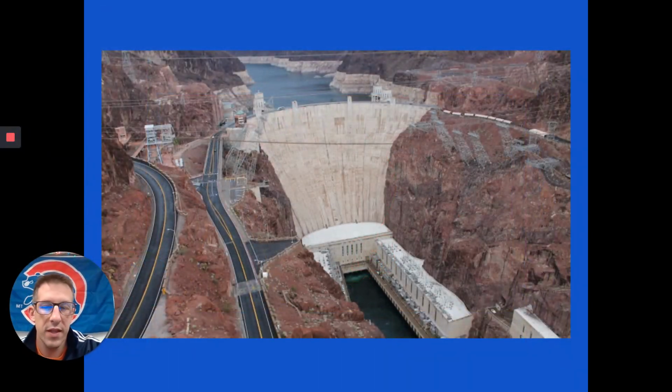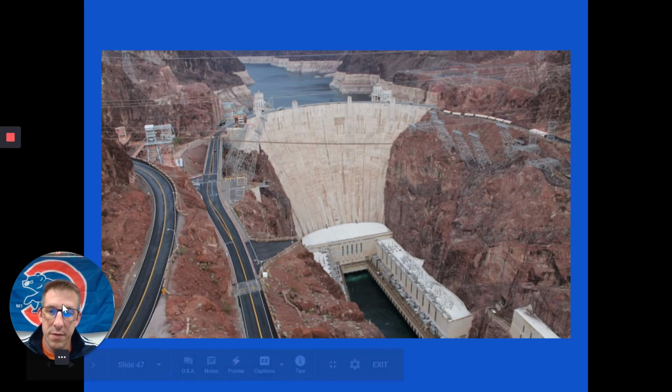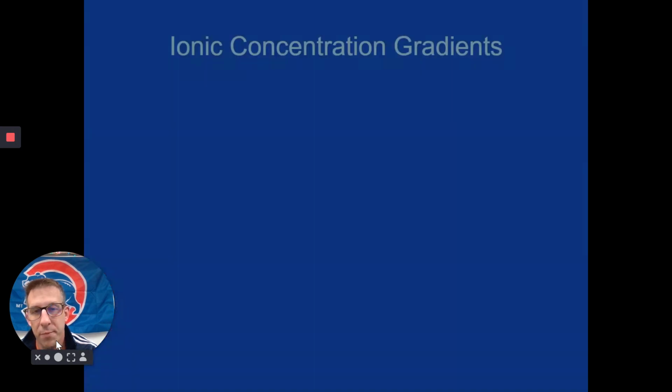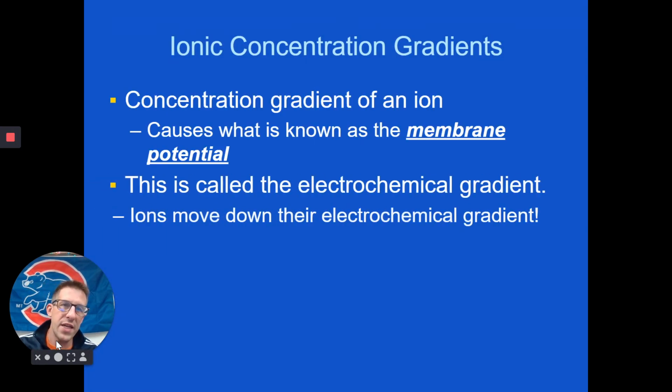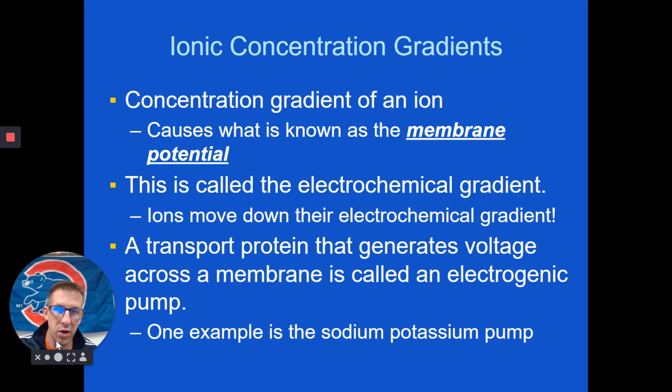Okay, and one thing that you can rest assured of is that if the cell is going to spend energy on it, it's going to be important either to the cell or the organism as a whole. Okay, now when the active transport occurs, it creates a concentration gradient of an ion generally. Okay, and this is something known as the membrane potential. This causes what is known as the membrane potential, and this is stuff that we'll talk about far into the future, hopefully.